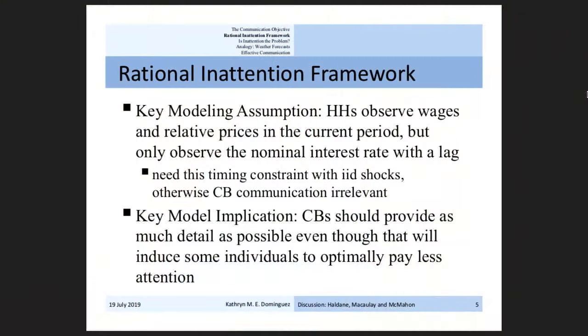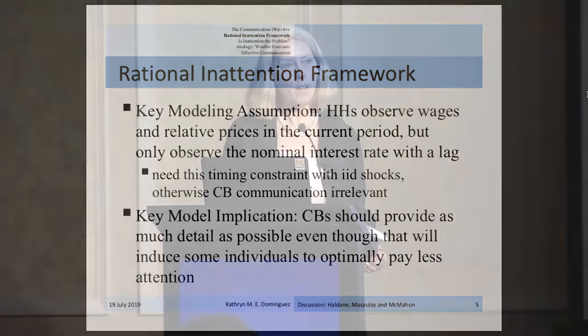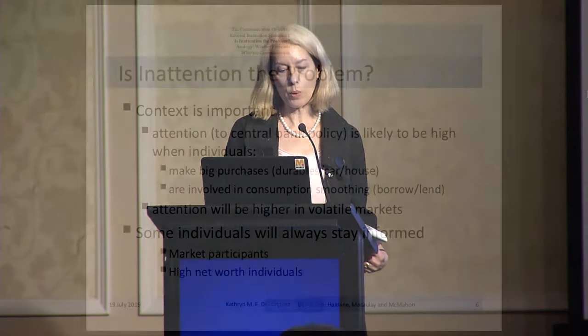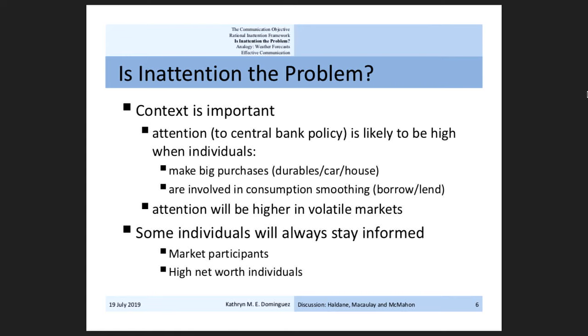So I want us to step back for a moment and think: is inattention really the problem? I'm going to argue that context is pretty important. So when do people pay attention to central banks? It actually showed up in some of the figures that he showed us. They're likely to pay attention, particularly when there's a lot of volatility in the market. But I also think from an individual household level, there's going to be a lot more interest in figuring out what the central bank is doing if, in fact, you're about to make a large purchase.